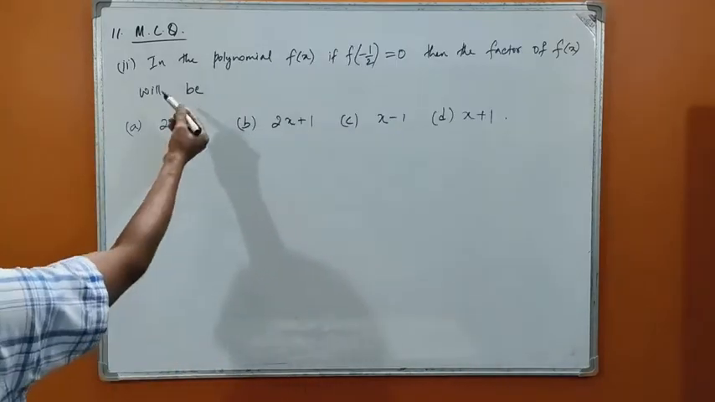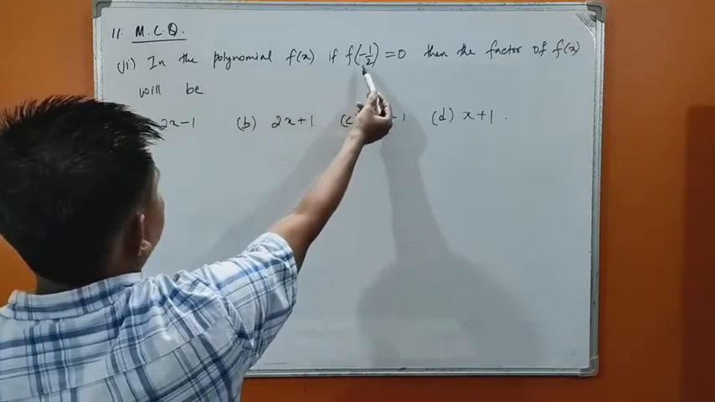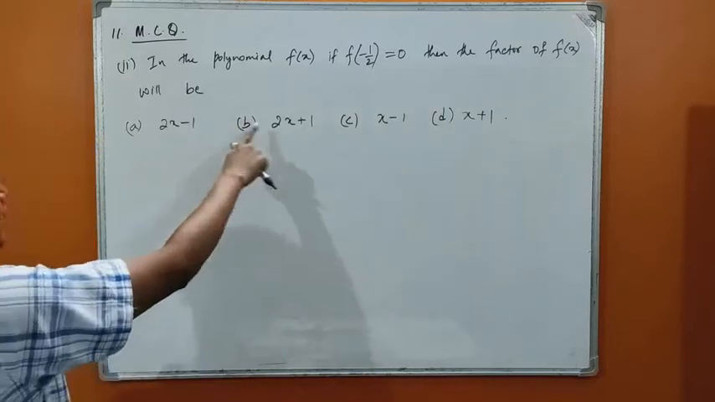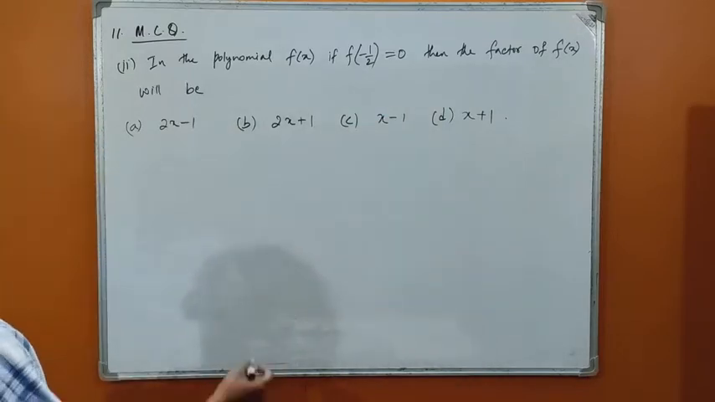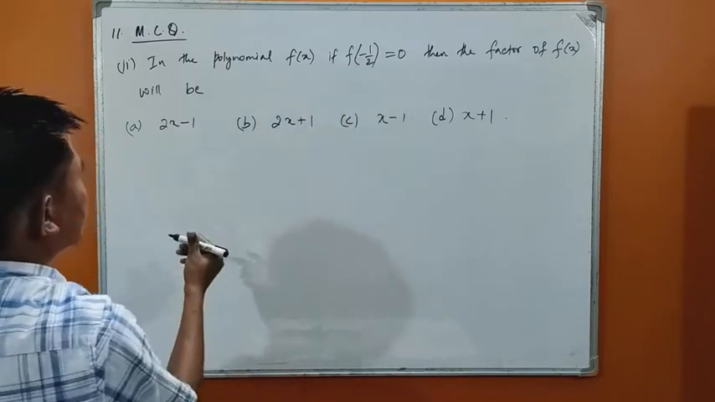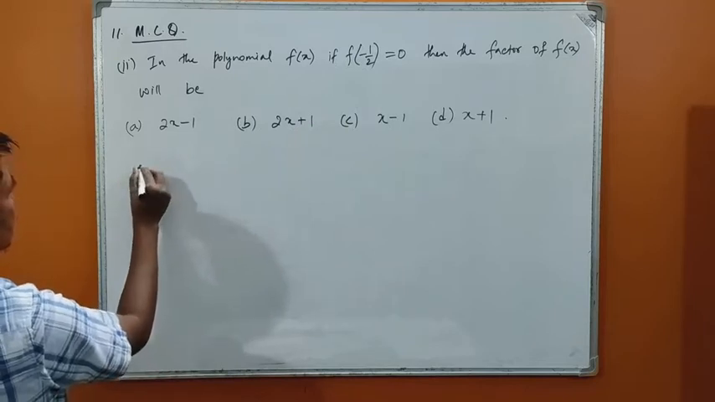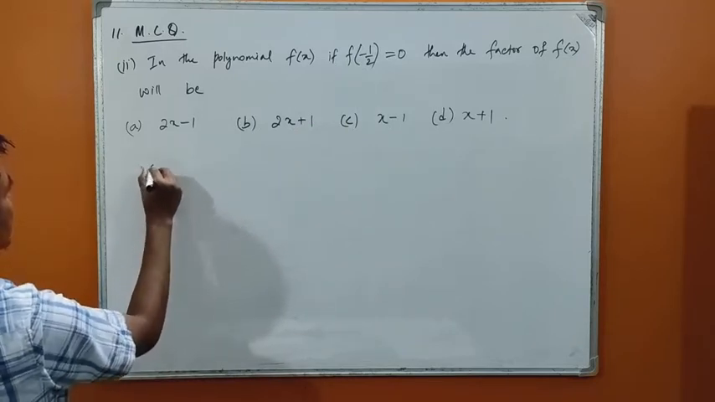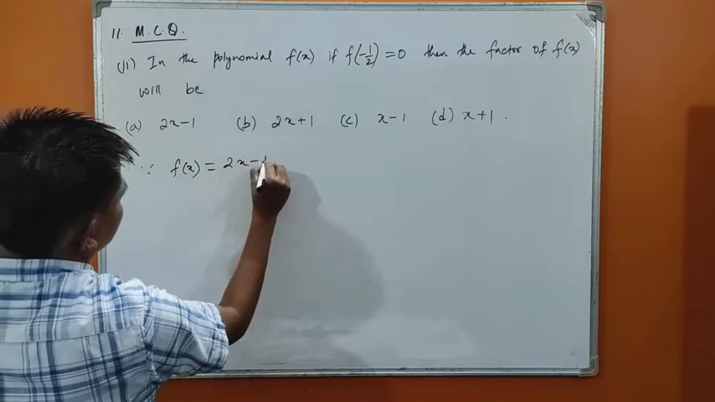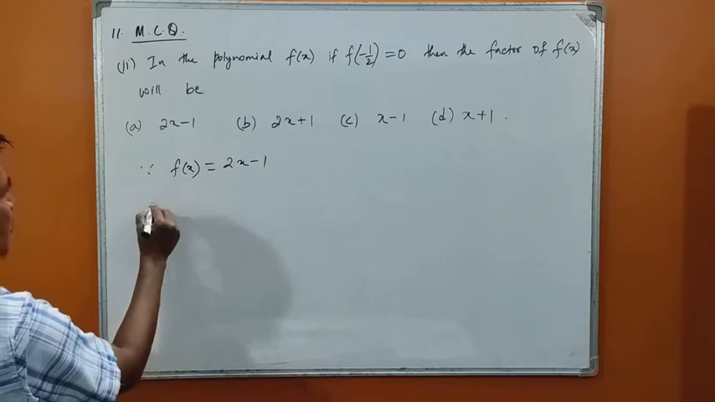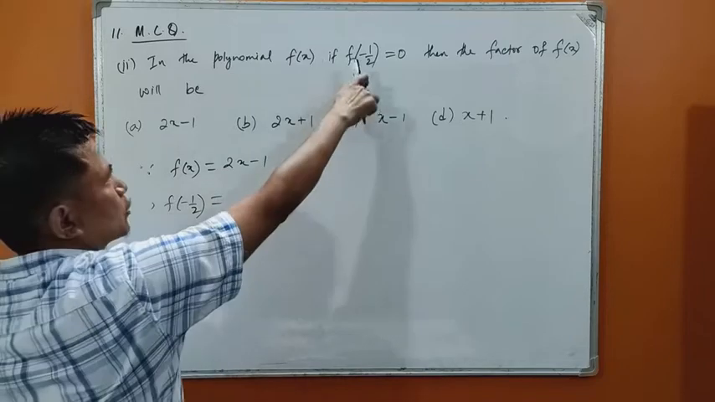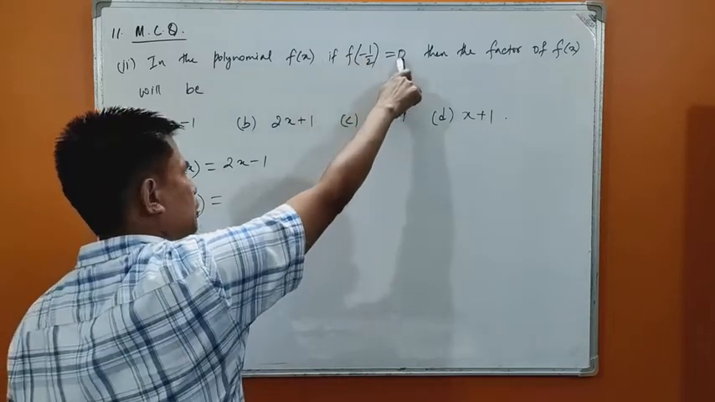Next question. In the polynomial fx, if f of minus 1 upon 2 equals to 0, then the factor of fx will be, which among these A, B, C, D will be the factor of fx if f of minus 1 upon 2 equals to 0. Okay, let's check with this. Let fx equals to 2x minus 1, we have to check each of these. So f of minus 1 upon 2 should come 0, isn't it?